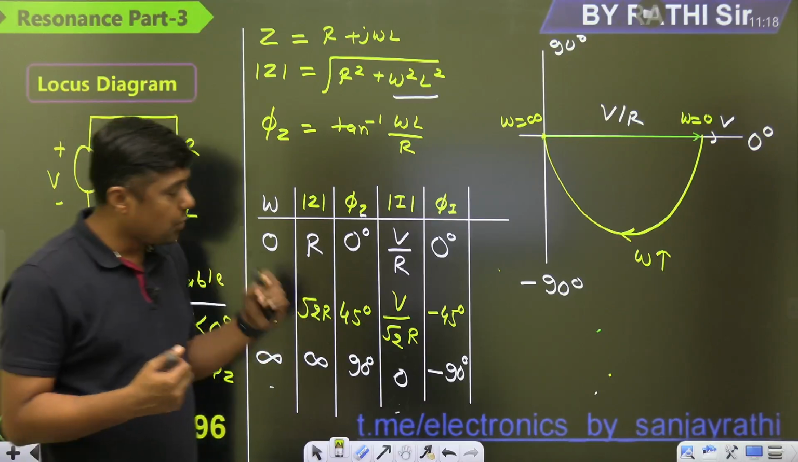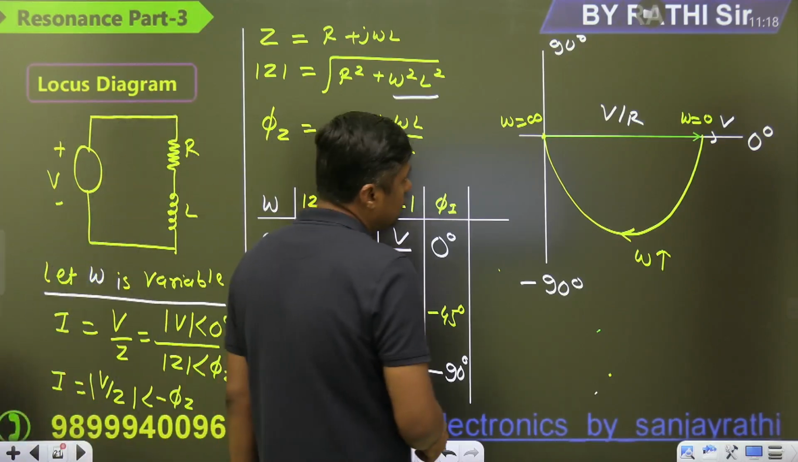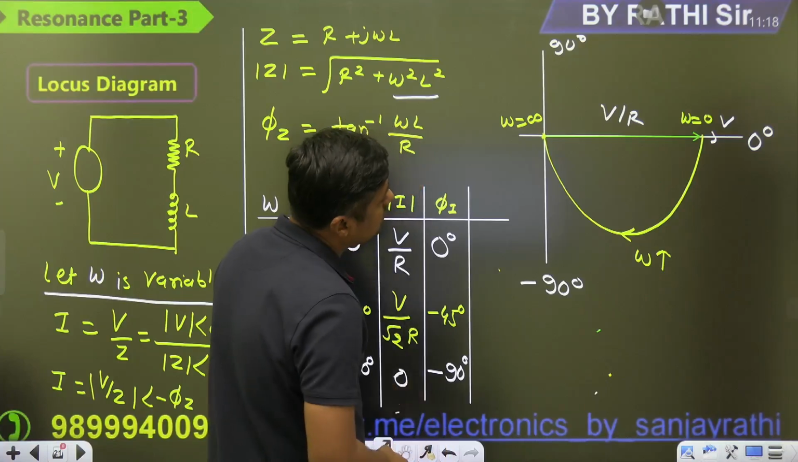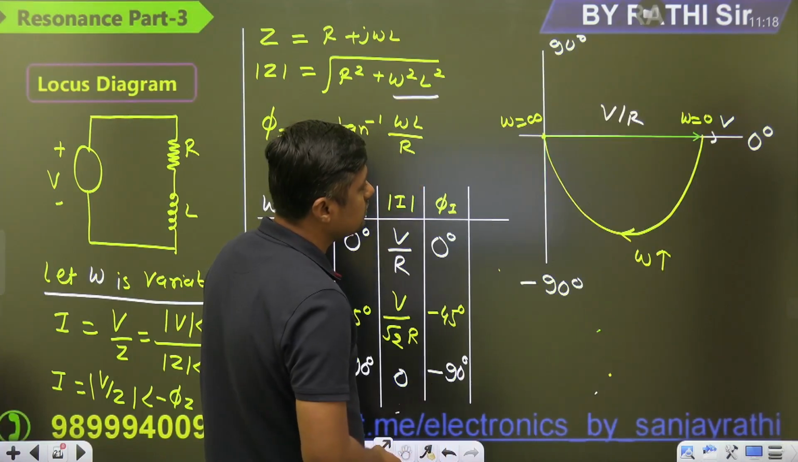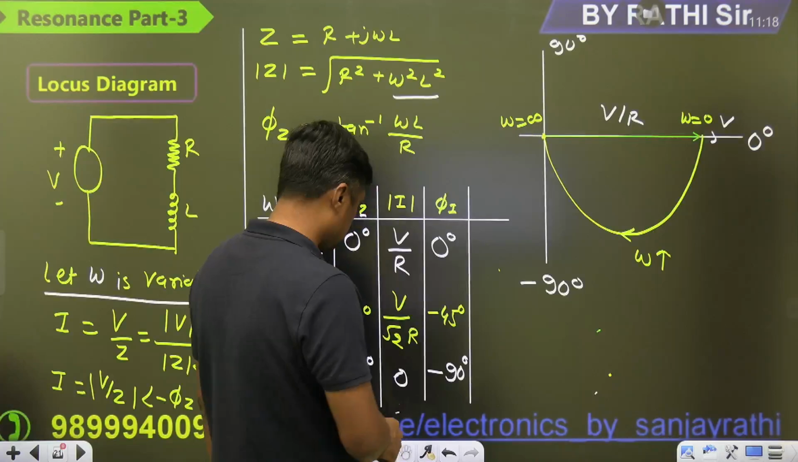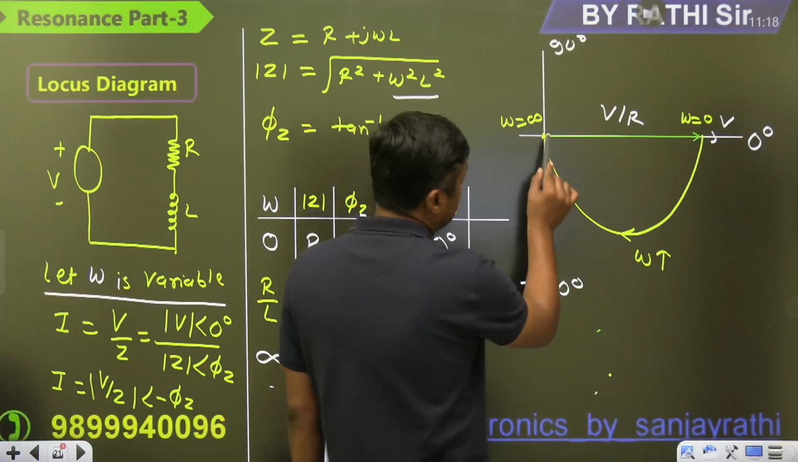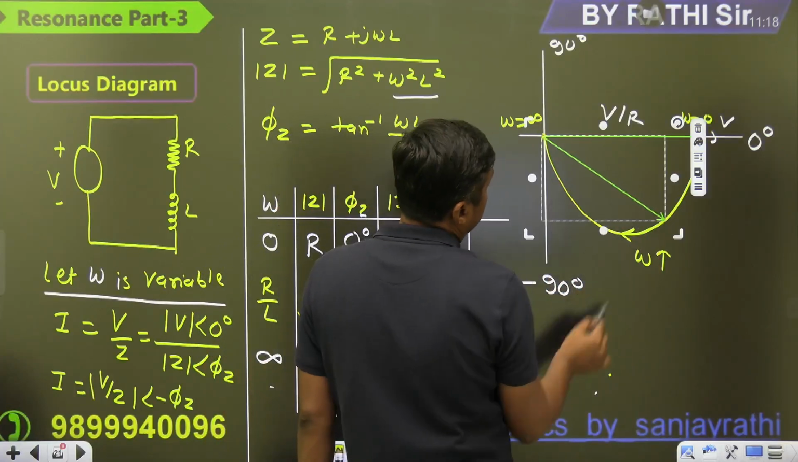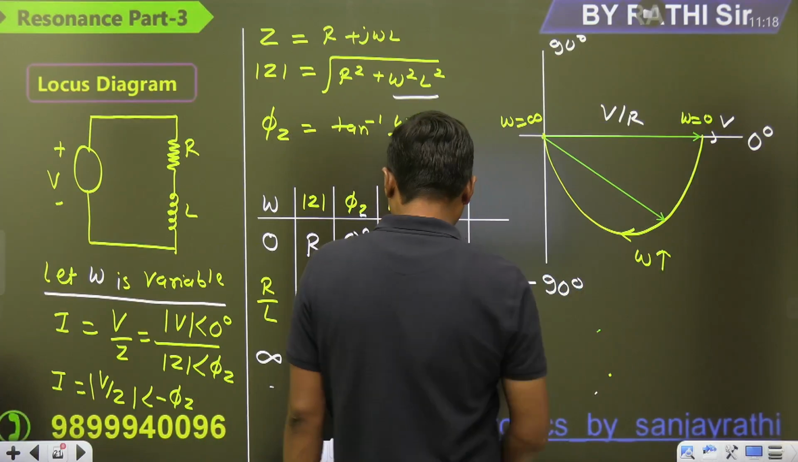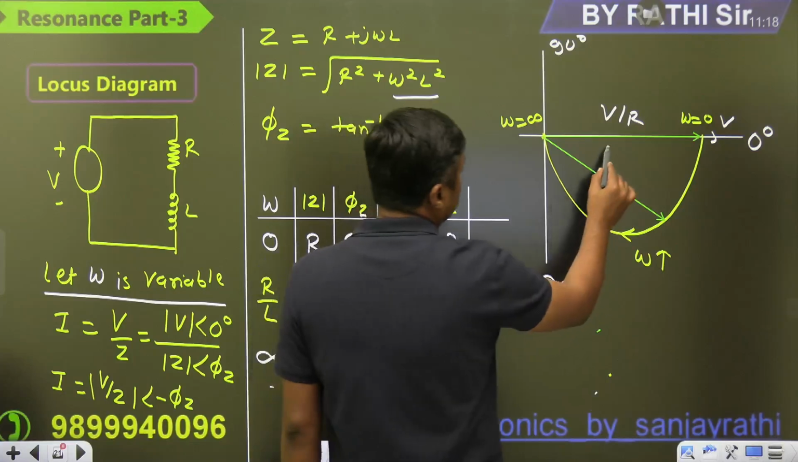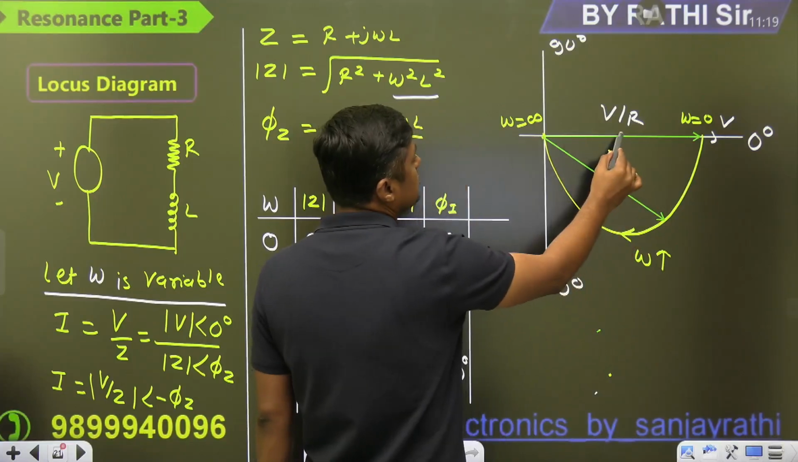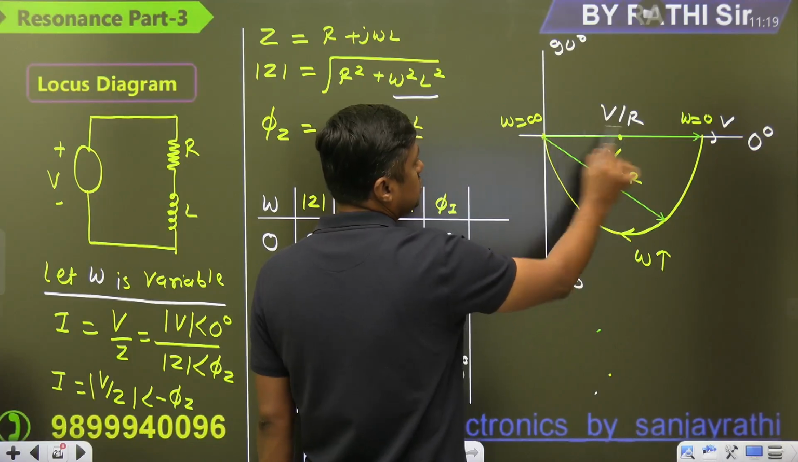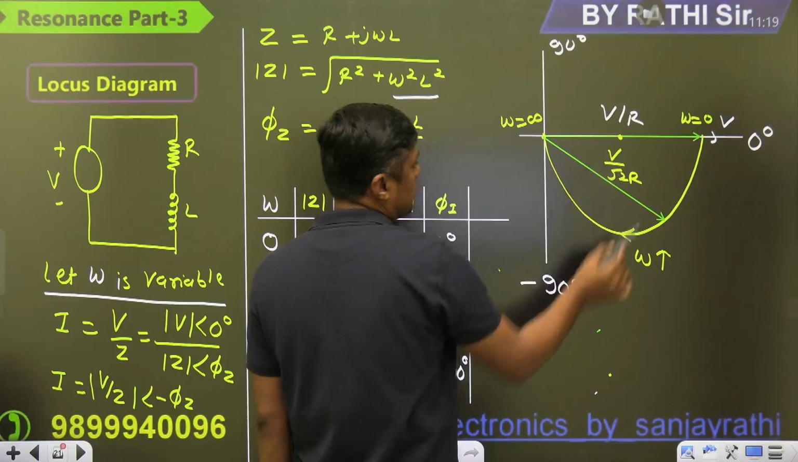Now, at this point, this is the arrow. This is the arrow, exactly at 45 degree. And what is the length of that? V by root 2R. And what is the radius of this? V by R. Radius of this semicircle is V by R.